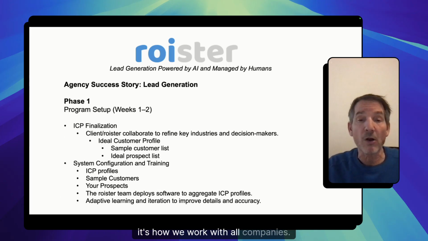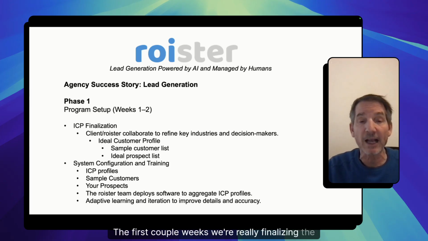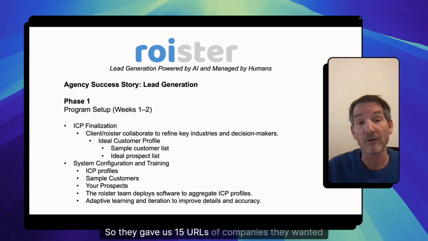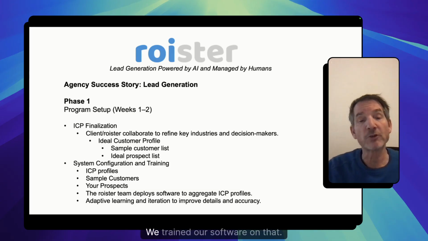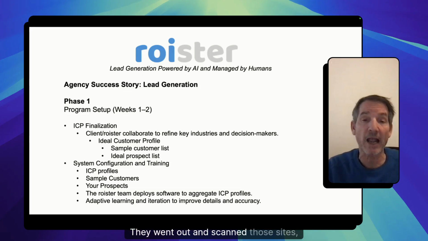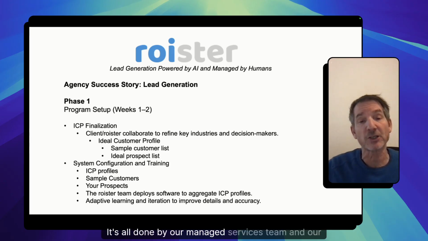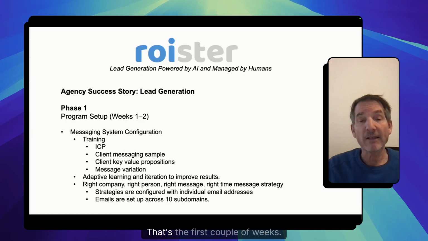It's how we work with all companies. The first couple of weeks, we're really finalizing the ideal customer profile. And how we do that, the agency gave us a sample customer list. They just gave us 10 URLs of their existing customers. And they also gave us a sample customer URL. So they gave us 15 URLs of companies they wanted to work with. We trained our software on that. It went out and scanned those sites to build an ICP profile. And so that's what we're doing the first couple of weeks. It's an iterative process. It's all done by our managed services team and our software. That's the first couple of weeks.